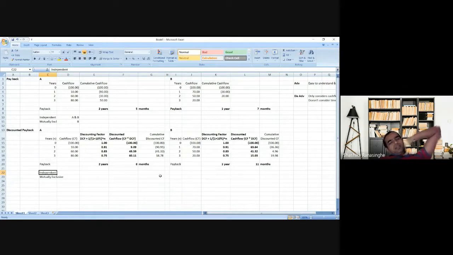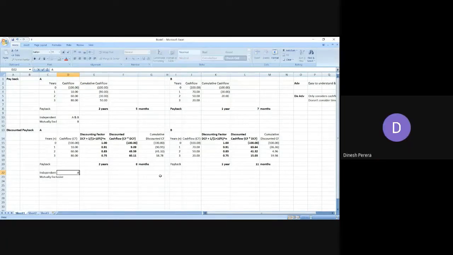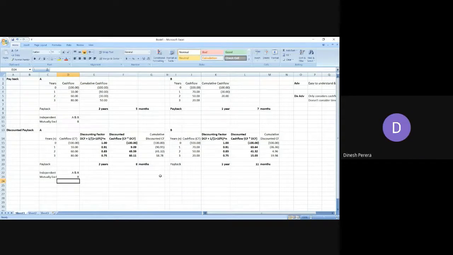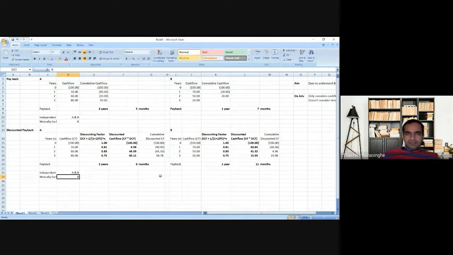Now, if the projects are independent, which one will you prefer, A or B? Both. Both are fine. But mutually exclusive? B. You go for the shorter payback. Yeah, any questions? So the benefit of discounted payback is it addresses the issue of discounting cash flows. Other than that, everything else is the same. Any questions?